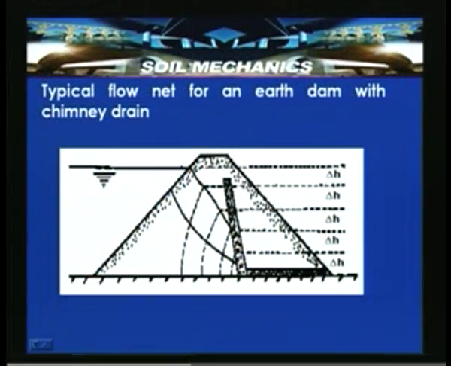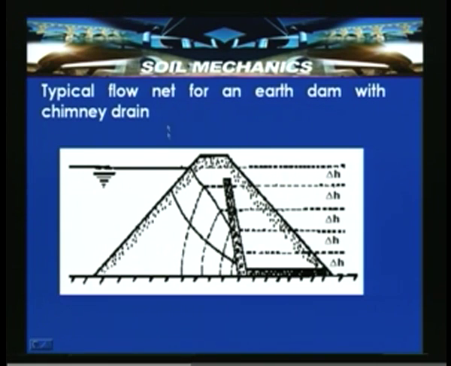So here again the chimney drain is constructed with a particular type of selected material, and then we can have a filter so that it serves the function. In this case, if you look into it, there are two flow channels, and this qualifies as a flow line. This particular boundary, if it is treated as impervious, and this here qualifies as an equipotential line with the head 0.